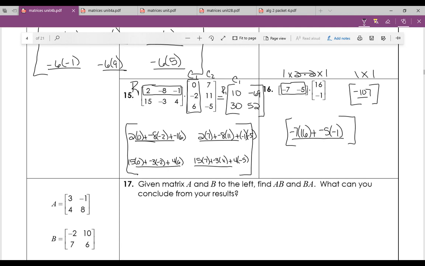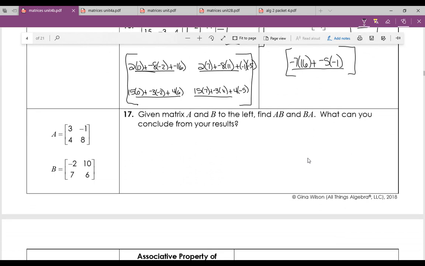For adding and subtracting, the matrices have to be the same size, element to corresponding element. But when it comes to multiplying a matrix times another matrix, certain conditions have to apply. Now, in this last example, given matrix A and matrix B to the left, find AB and BA. What can you conclude from the results? I'm going to help you multiply A times B, and then you're going to do B times A, and then we're going to try and figure out what's going on. Okay?